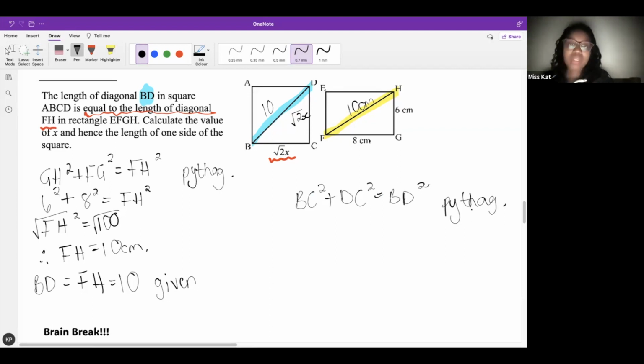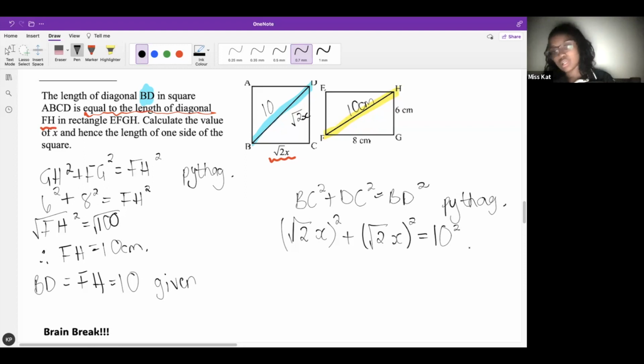I always start on the step in case I substitute the wrong stuff. So if you substitute the wrong values, you'll still get a mark for saying BC squared plus DC squared, that whole story. Now BC squared is the square root of 2. The x is outside the square root, guys. Okay, it is not in the square root. And then this is square root 2 with the x outside squared as well, equals 10 squared. Okay, what is the square root of 2x squared?